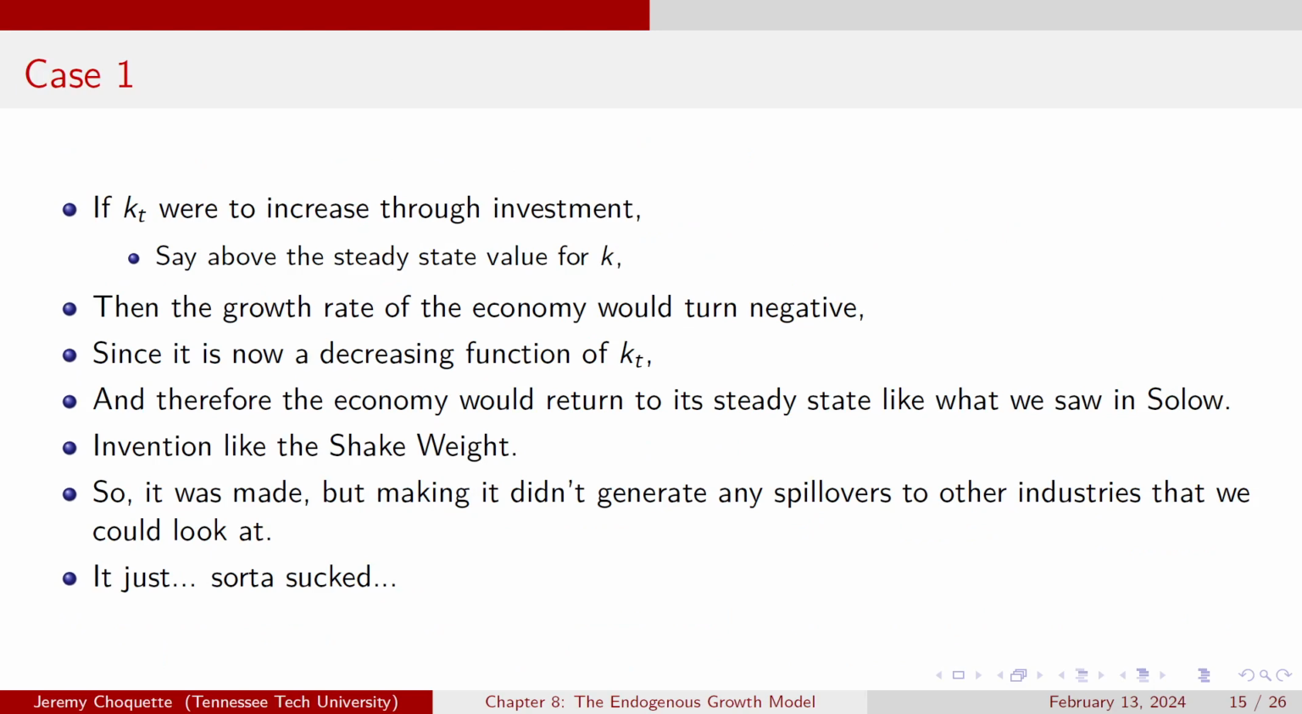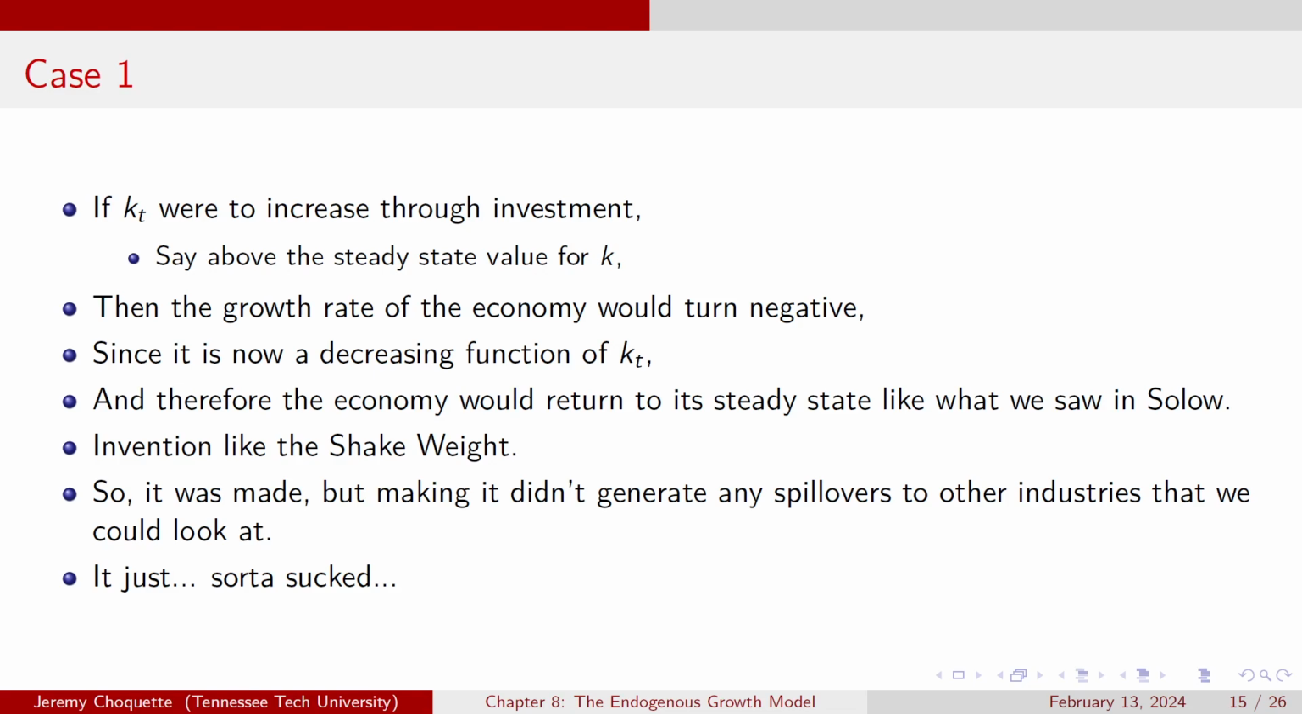So if K were to increase, say, above the steady state value for K, then the growth rate of the economy would turn negative. Why is that? Well, it's a decreasing function of K at this point. Therefore, the economy returns to its steady state like what we saw in Solow. If you increased capital above its steady state in the Solow model, we saw that it would converge back towards where it was.